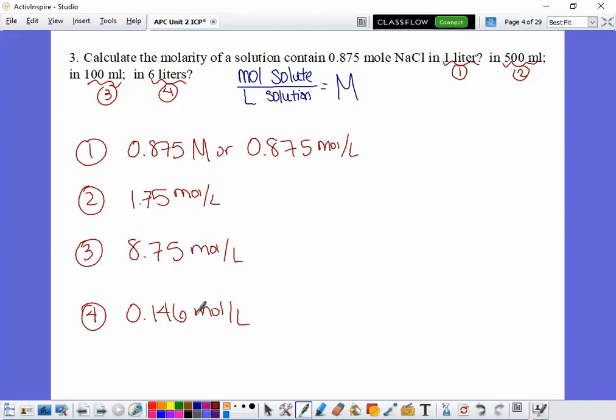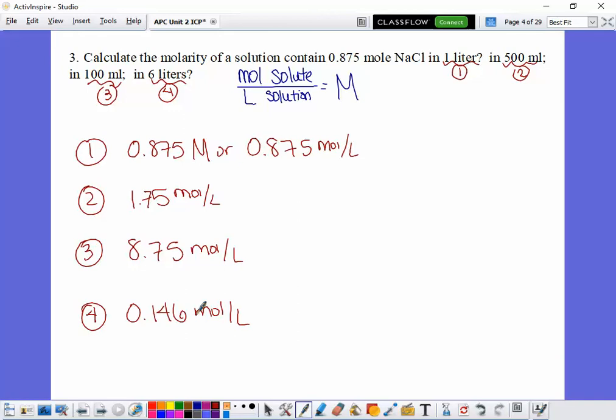It was just dividing. The point of this was to show that when there's more of the solvent, when there's more water, the concentration is lower. It's more dilute. Okay? When it's less water, the concentration is greater. It's more concentrated.